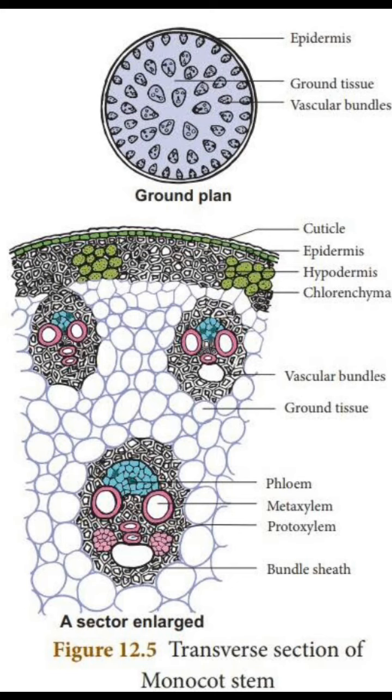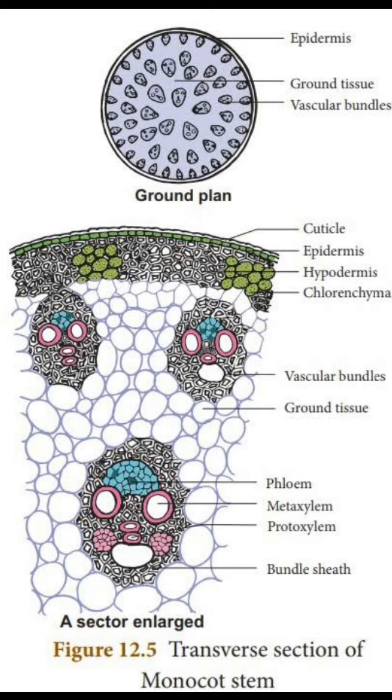Next, peripheral vascular bundles are generally smaller than the centrally located ones. Have you seen the first diagram, students? The ground plane structure or ground view. Peripheral side means the border side. The vascular bundles are small in size, right? Then have you seen the central vascular bundles, how they are? They're large in size, right? So this is the significant point of the monocotyledon stem. Examples: rice, maize, sugarcane, etc.